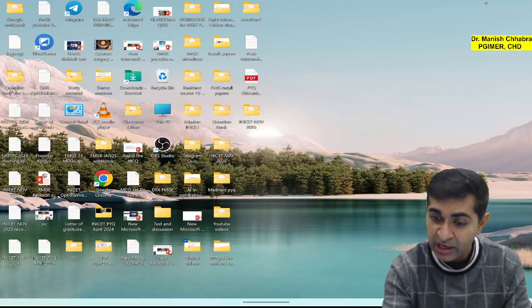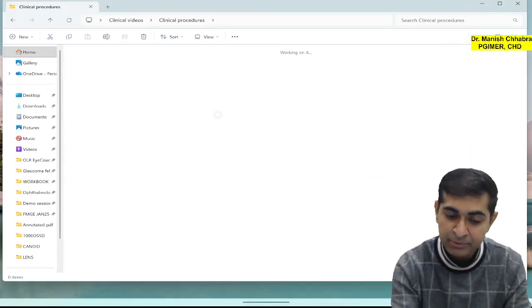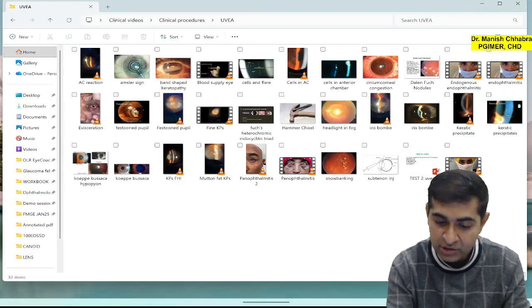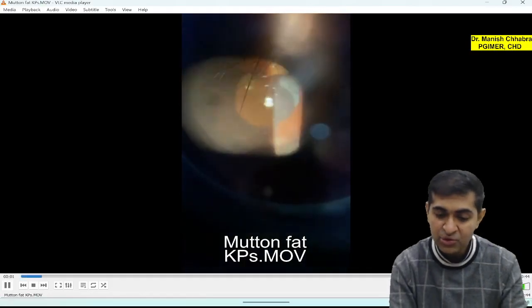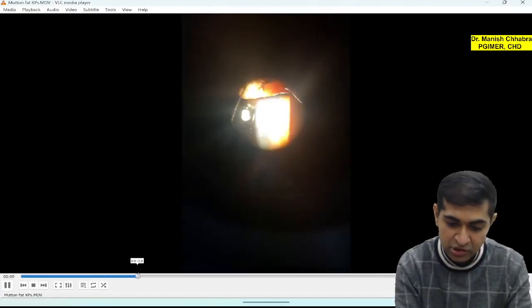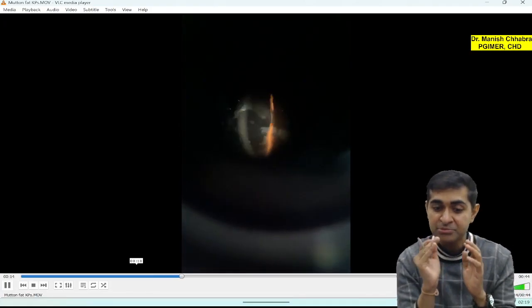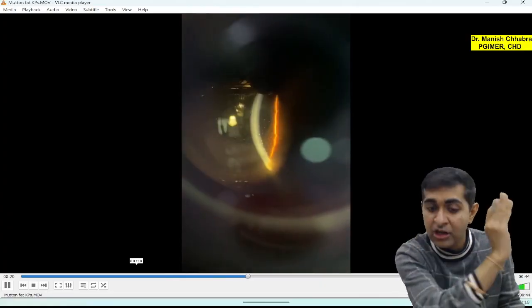As you always say, if you have not seen the patient in the OPD, what have you seen? Once you see the patient, you will always remember it for the rest of your life. So this is your mutton fat KPs. Check out the status of the cornea. So the cornea will appear a little bit hazy. Why? Because of the presence of keratic precipitates. Can you appreciate the keratic precipitates present at the lower one-third of the cornea, forming a vertical base down triangle? That is your Arlt's triangle.